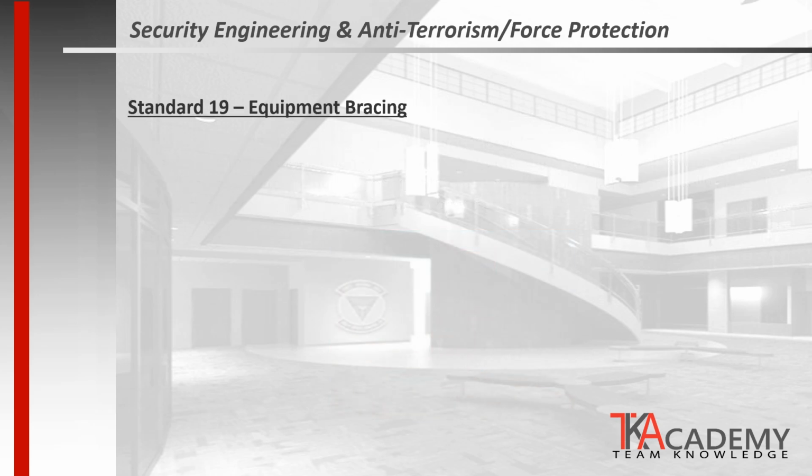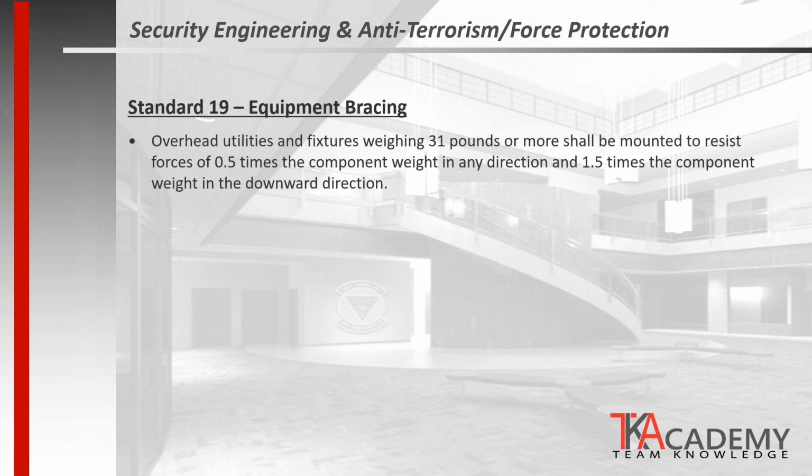Standard 19 pertains to equipment bracing. This is in a similar vein as the earlier Standard 15 for architectural features. It states that overhead utilities and equipment weighing 31 pounds or more shall be mounted to resist the force of 1/2 times the component weight in any direction and 1.5 times the component weight in the downward direction. This is typically achieved by using seismic braces and supports.